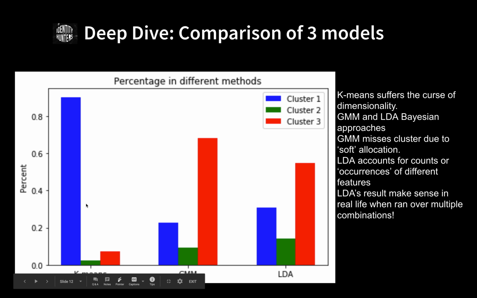So these were the results for the different clustering algorithms. As you can see, for k-means, one of the clusters has most of the IB categories in it. So it basically suffers from the curse of dimensionality. Even for more than 10 features, it starts failing.